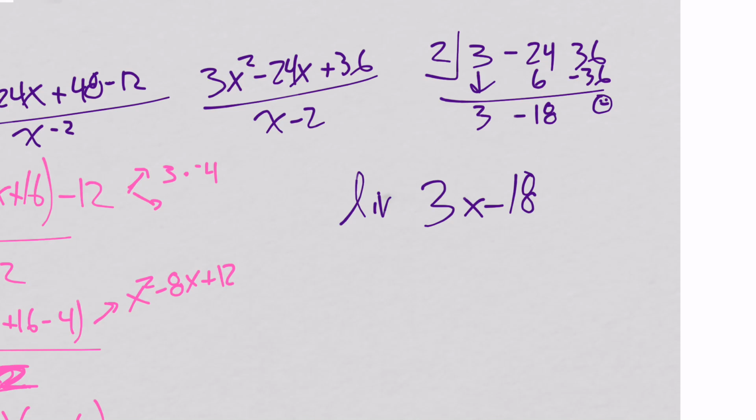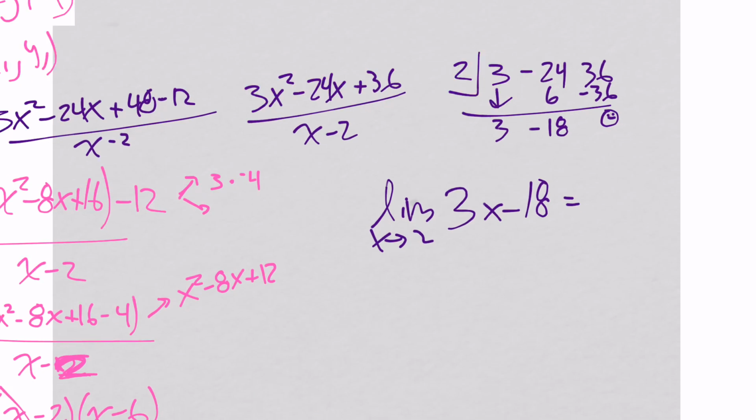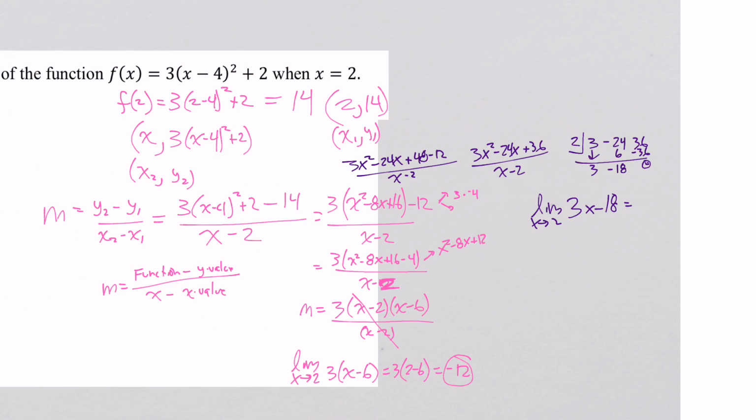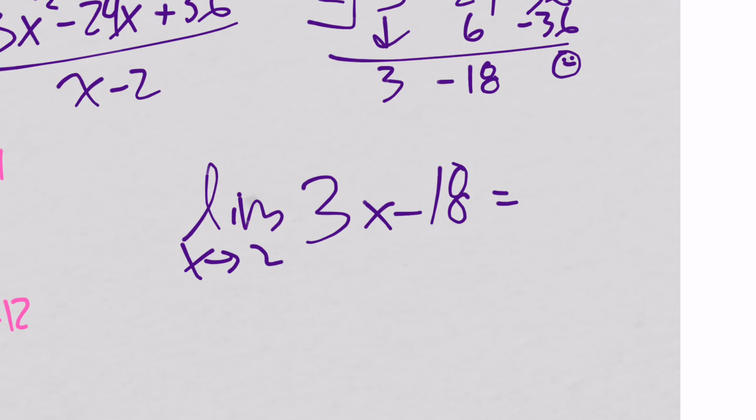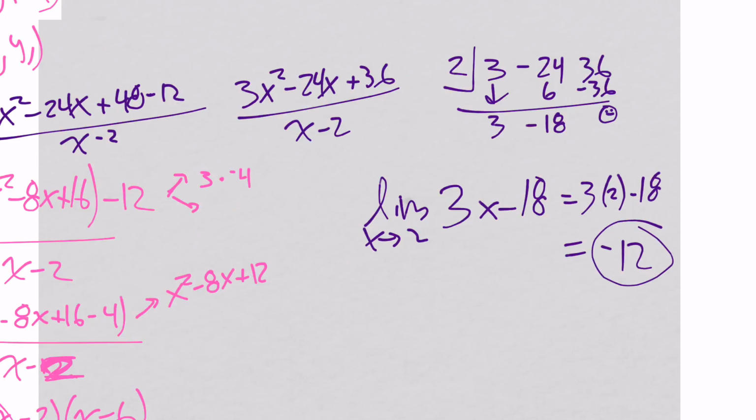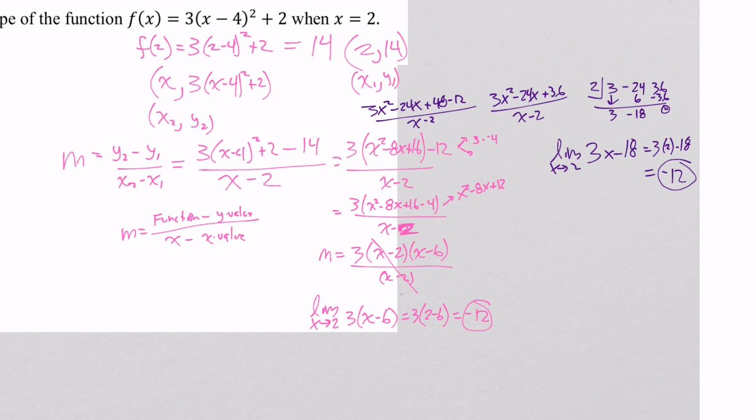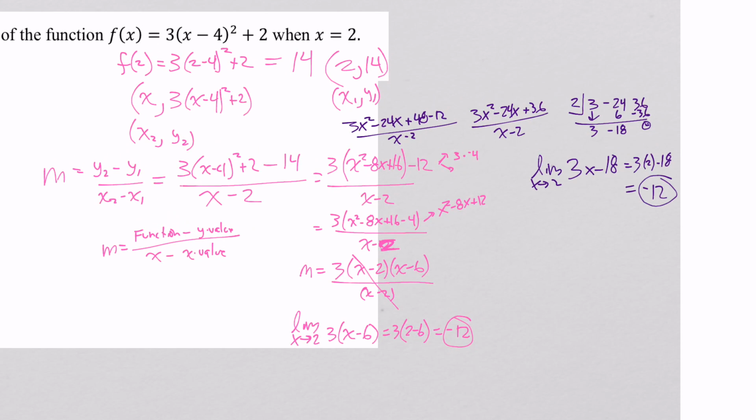So we can just look at the limit as x approaches 2 of 3x minus 18, which you could just directly plug in. What's happening? Weird. Directly plug in 3 times 2 minus 18. Lo and behold, 3 times 2 is 6. 6 minus 18, again, gets me negative 12. The instantaneous slope there. Look, 3 times (x minus 6) is just a factored version of 3x minus 18. Boom.